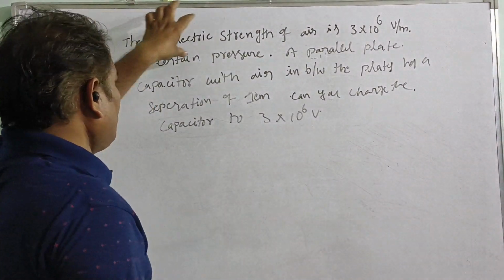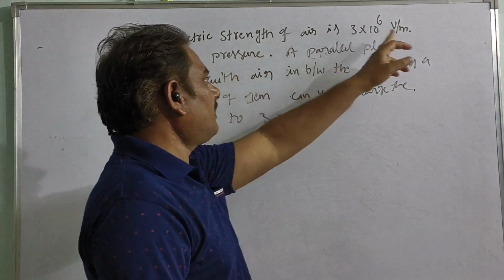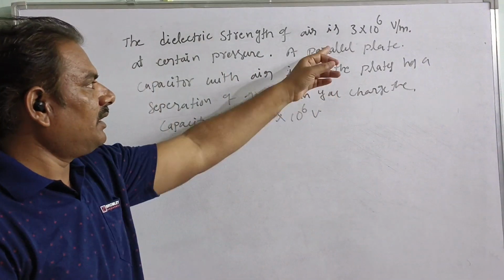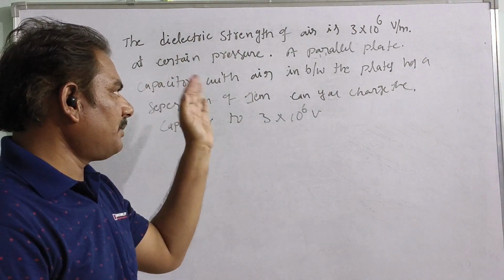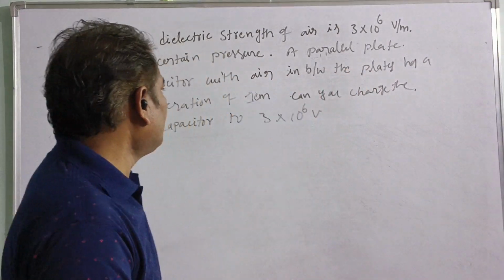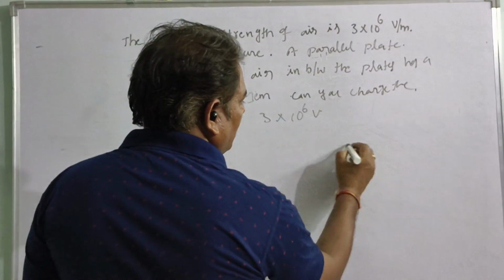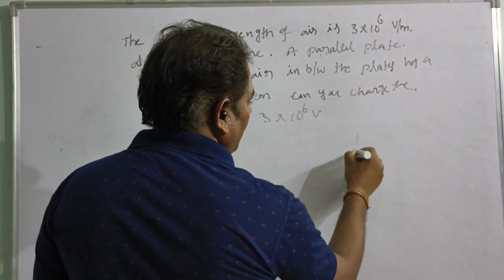Okay, next problem. The dielectric strength of air is 3 into 10 power 6 volt by meter at certain pressure. The parallel plate capacitor. So this is the parallel plate capacitor.